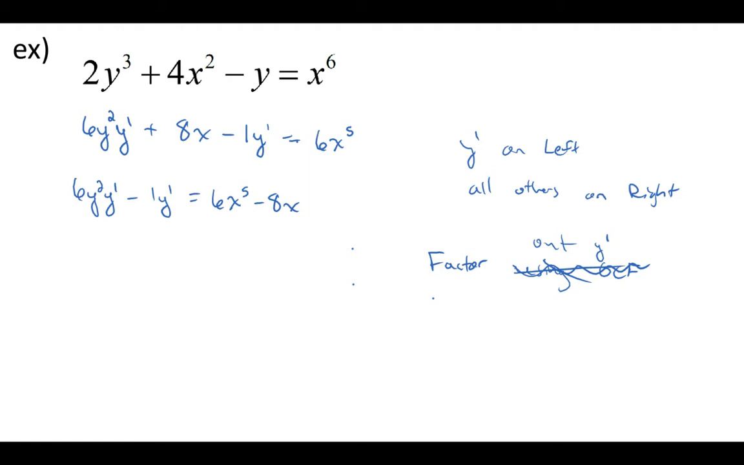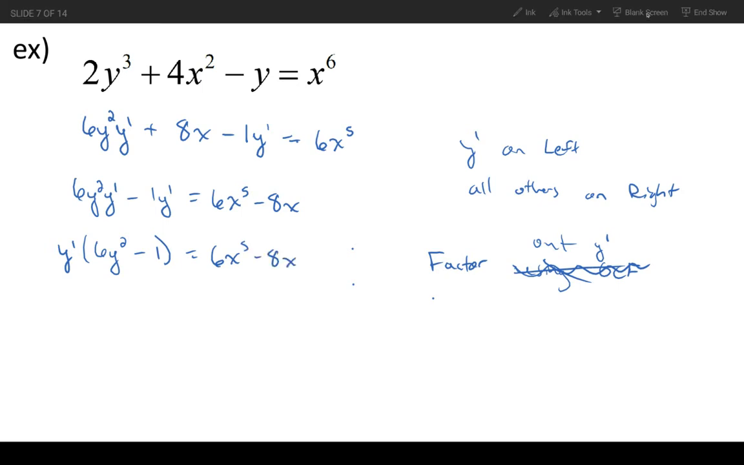Since these both have a y prime, we're going to pull it out, y prime, and then in parentheses, we have a 6y squared minus 1. And you can see why I left that minus 1 with the y prime. It just kind of is a good reminder that we have to put that negative 1 there. Don't just assume it's 0. You still have that 1 left over there. And then we still got our right side, 6x to the 5th minus 8x.